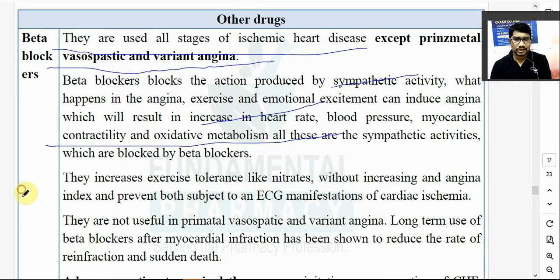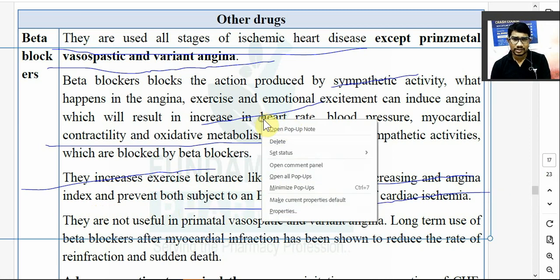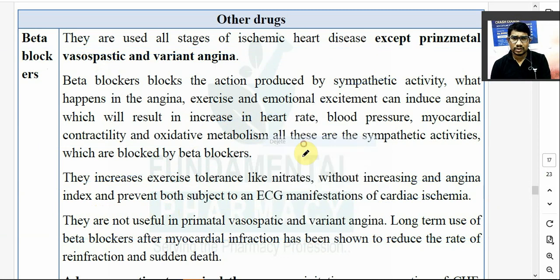So they increase the exercise tolerance, for example nitrates, without increasing the anginal index. They prevent both the ECG manifestation and cardiac ischemia. जो भी कार्डियक इश्यमिया है और ईसीजी में जो चेंजेस आते हैं, दोनों को ये प्रिवेंट करते हैं. So mostly these are used for prophylaxis. They are not useful in Prinzmetal or vasospastic angina, or variant angina.